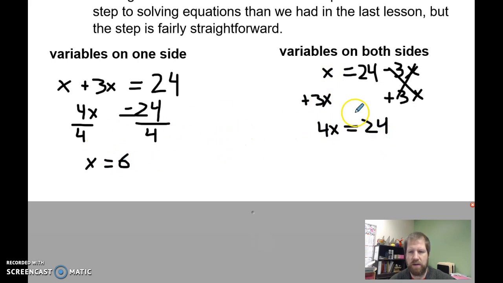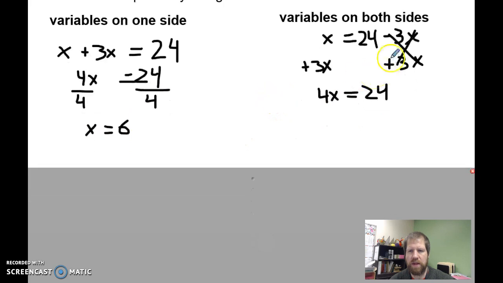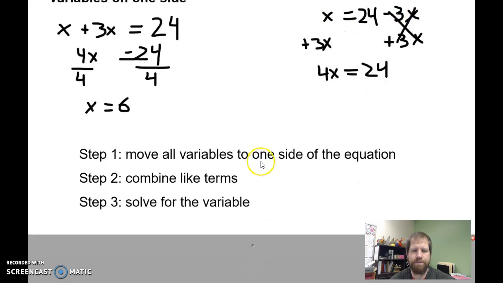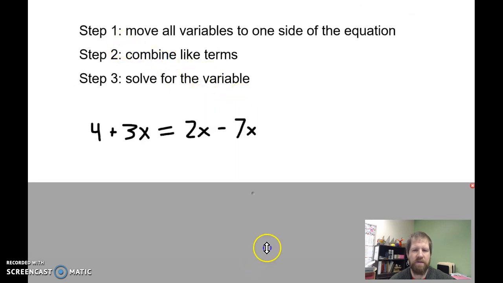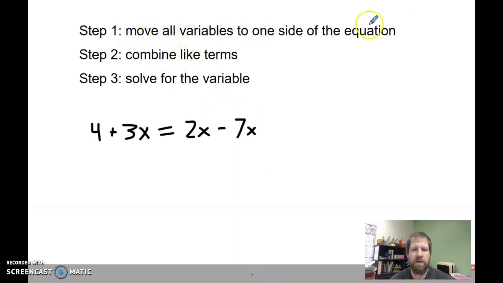And we know the rest. So really, there's only one small step that is added when you have variables on both sides, and that's that you're moving all your variables to one side. And if we look at our steps, that's exactly what we have. We are moving all our variables to one side of the equation. Then we're combining like terms, and then we're solving for the variable.